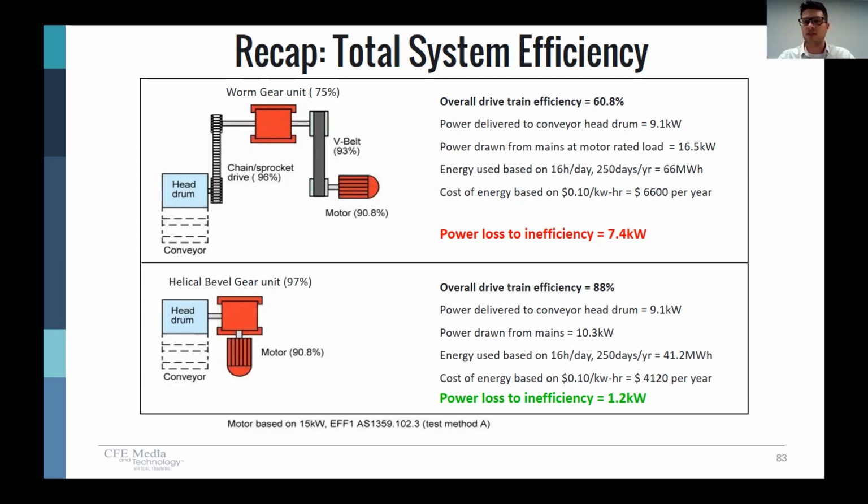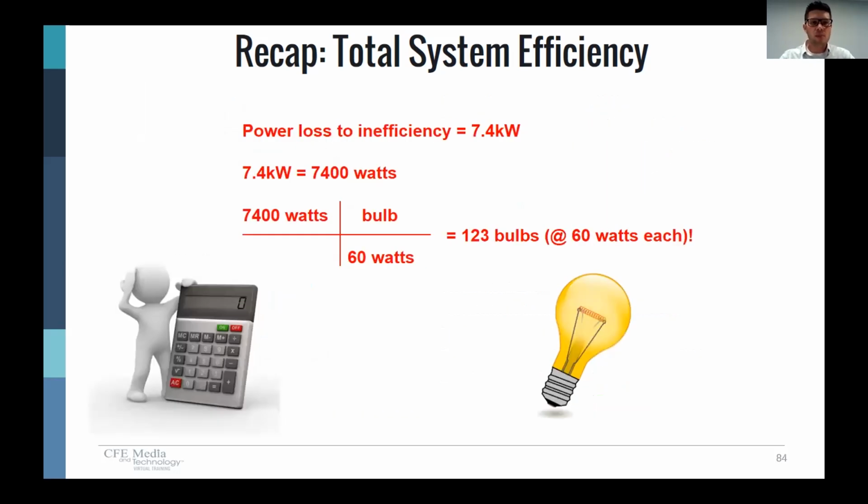That's a big difference. And to put things into perspective, that system at the top is about 7.4 kilowatts that was lost due to its inefficiency. How much is 7.4 kilowatts? Well, 7.4 kilowatts is enough to power 123 60-watt light bulbs. That's a lot of energy and a lot of heat and a lot of light, a lot of waste too. That could really be taken care of by maximizing our efficiency with each individual component, removing components when they're not necessary, and optimizing the whole system, thinking about the whole system.